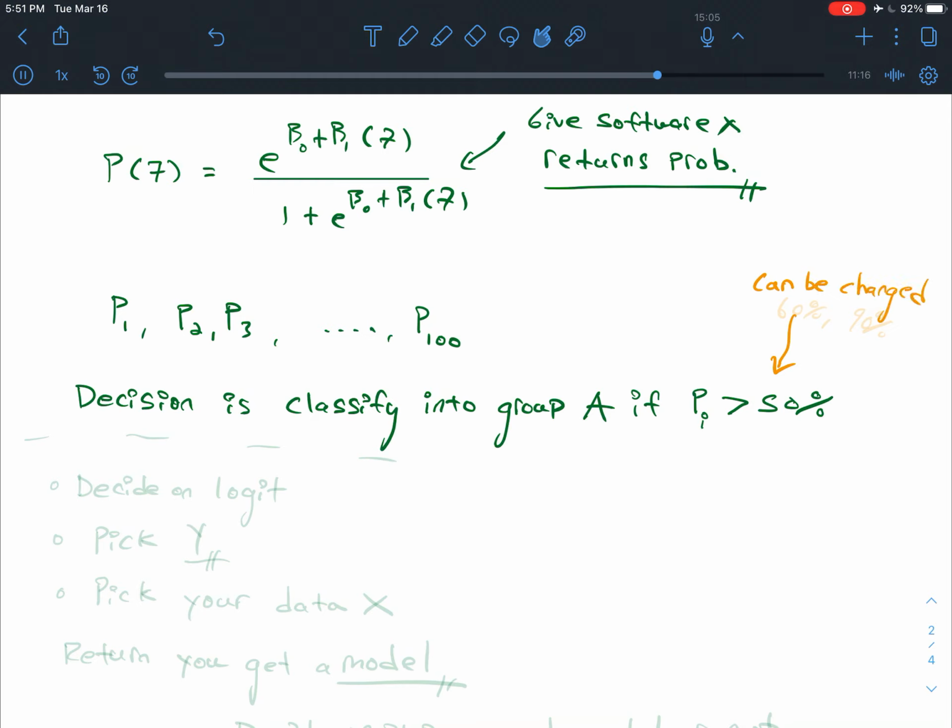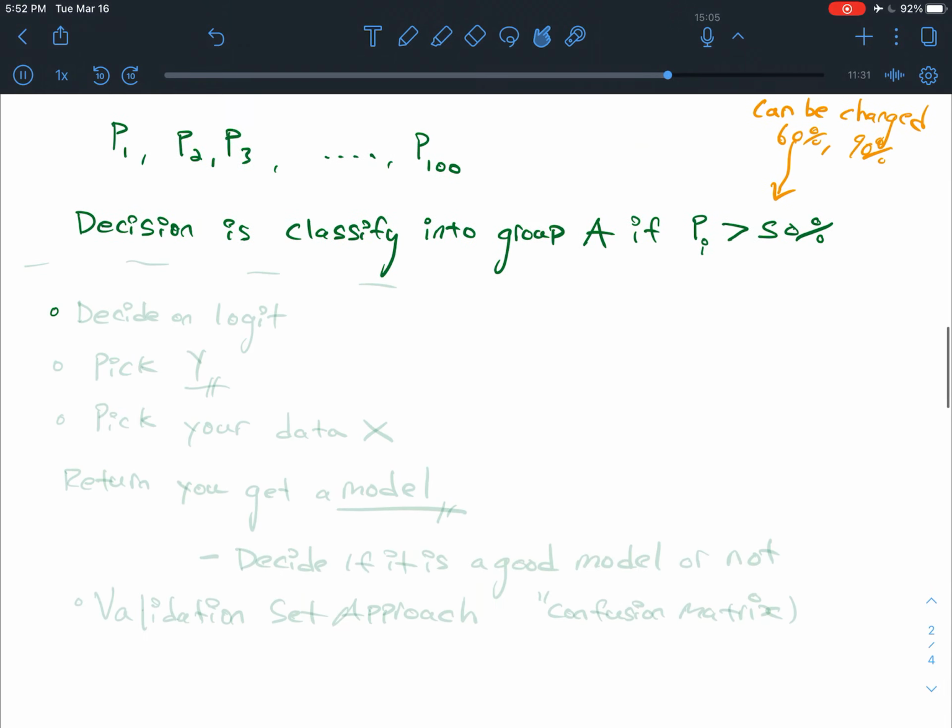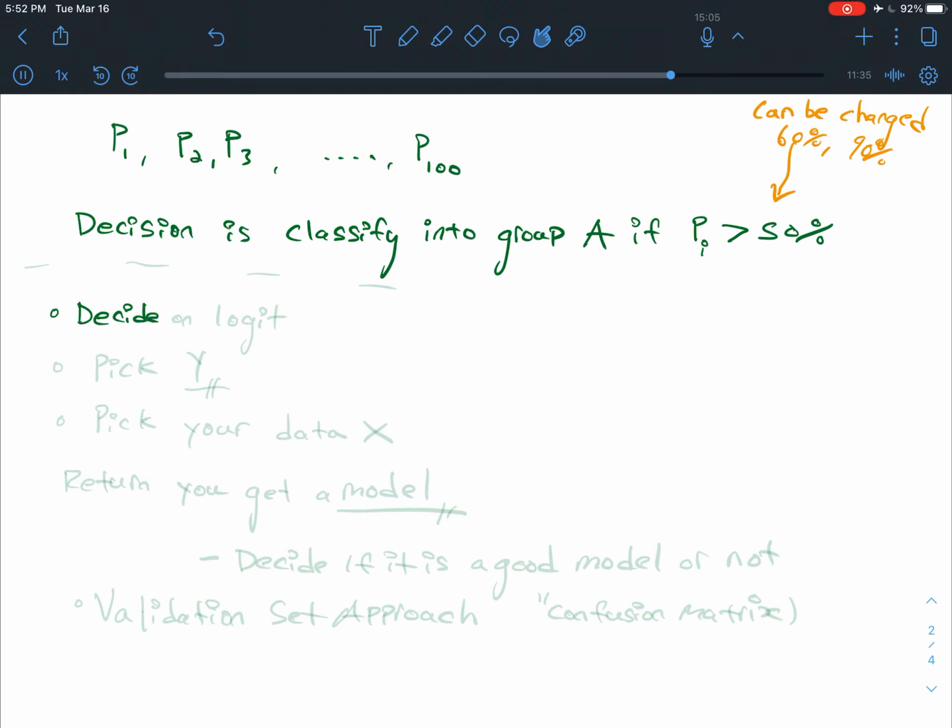All right, maybe instead of 50%, you want 60%. Maybe you want 90%, right? We'll talk about the trade-offs behind choosing different boundaries. But that's it. That's really it. So if you were to do this in software, right? In software, all you'd have to do is decide to do the linear regression. So decide on logits.